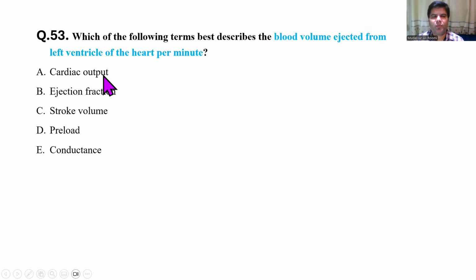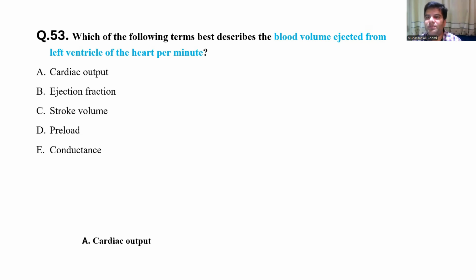And the options are: A, cardiac output; B, ejection fraction; C, stroke volume; D, preload; E, conductance. And the answer is cardiac output. Cardiac output of our left ventricle and also of the right ventricle is the same, and its value is about 5 to 5.5 liters per minute at rest.